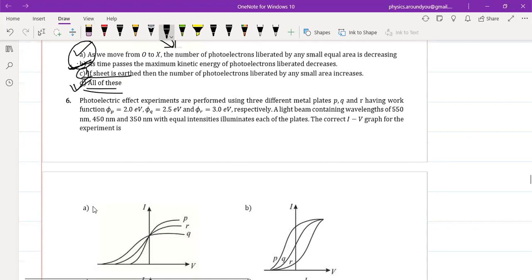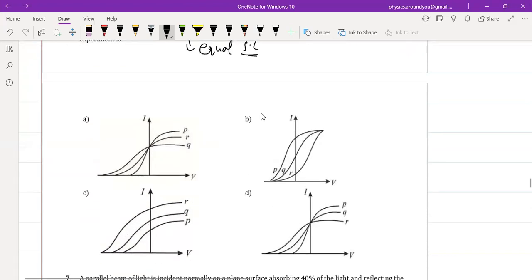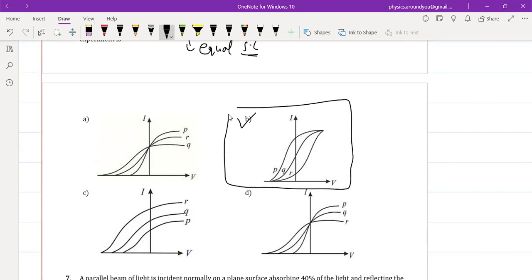Sixth one, the biggest hint is that all the three sources have equal intensities. Equal intensities means equal saturation current. Which of the graphs shows equal saturation current? This shows equal saturation current for all the three sources, and hence B is right. I don't bother about finding their stopping potential.